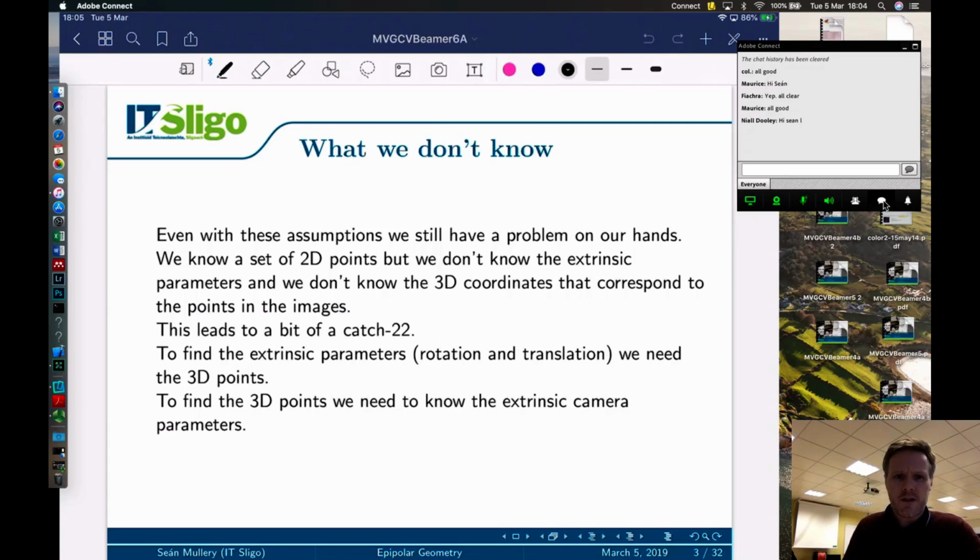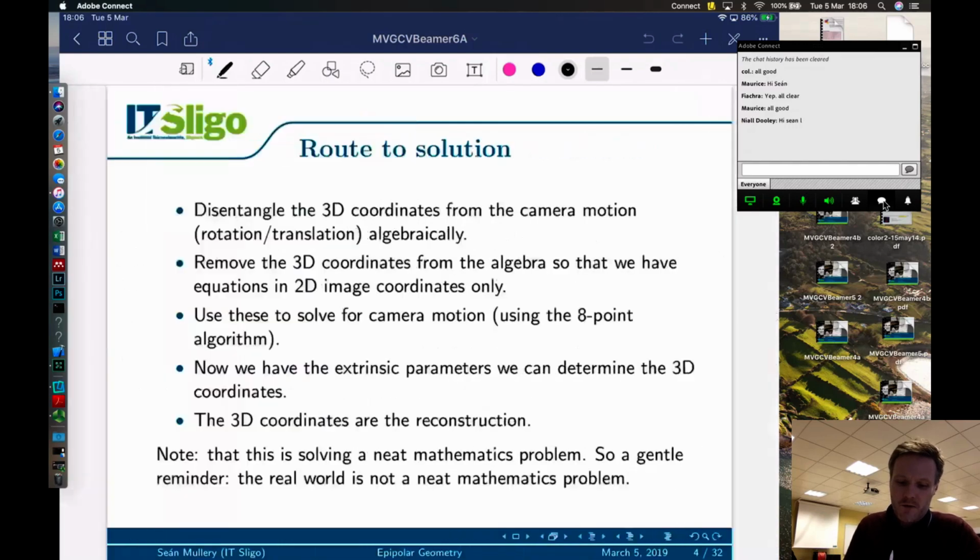Okay, so to find the extrinsic parameters, rotation and translation, we need the 3D points first. And to find the 3D points, we need to know the extrinsic camera parameters, so we need to know the rotation and translation. So you should see from those two sentences that there's a problem there. We need one to get the other. So this is usually referred to as a chicken and egg problem, or as a catch-22, where we're trying to separate one from the other.